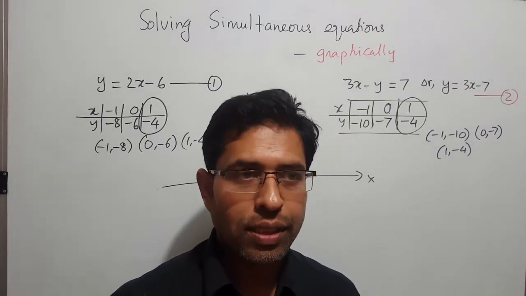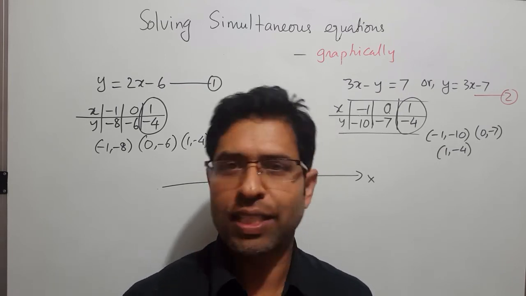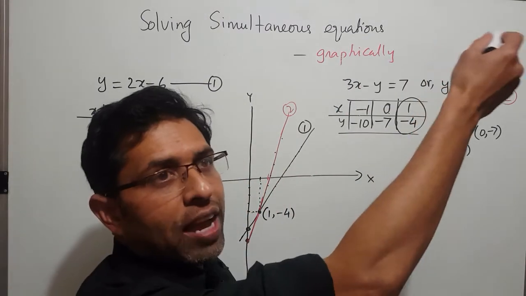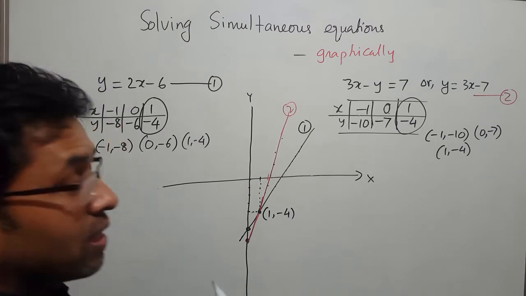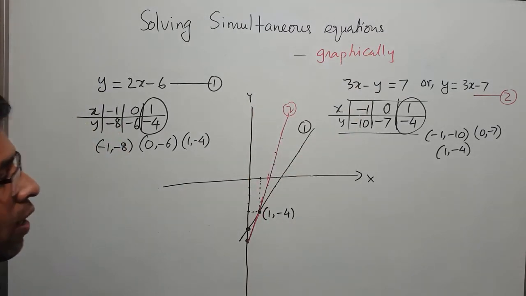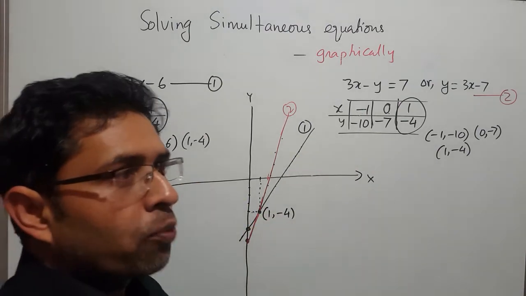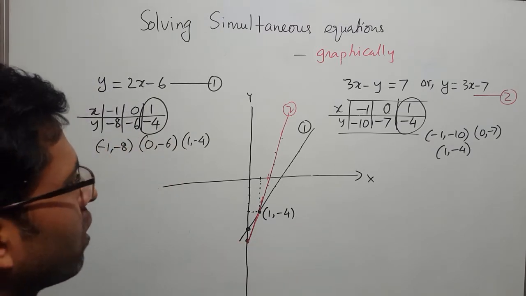Any two equations, if they are not parallel to each other, will definitely meet somewhere. Either it's an extremely large value for x or y, or an extremely low value for x and y, but they will somehow meet. They can't just go endlessly. And that meeting point or intersecting point is the solution for these two equations or for these two lines.